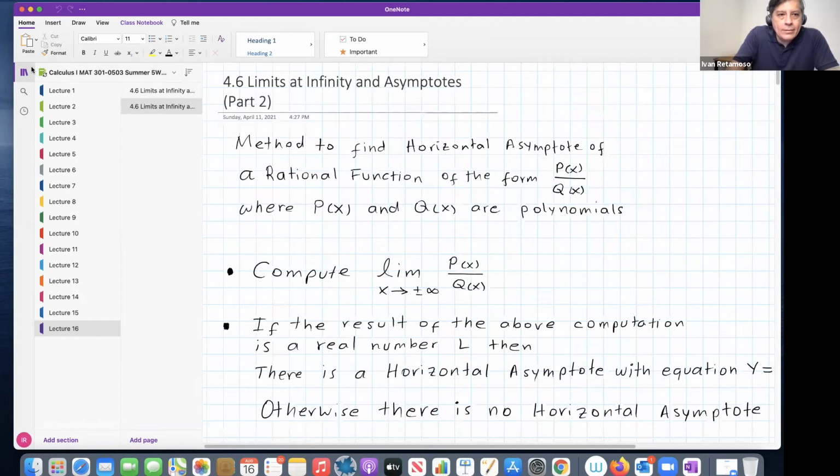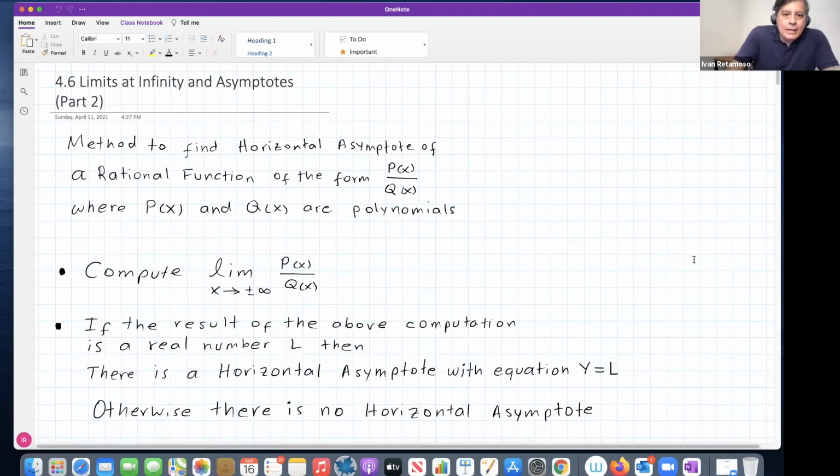Infinity and Asymptotes Part 2. I'm going to show you now how to find horizontal asymptotes and how to find slant asymptotes using limits.